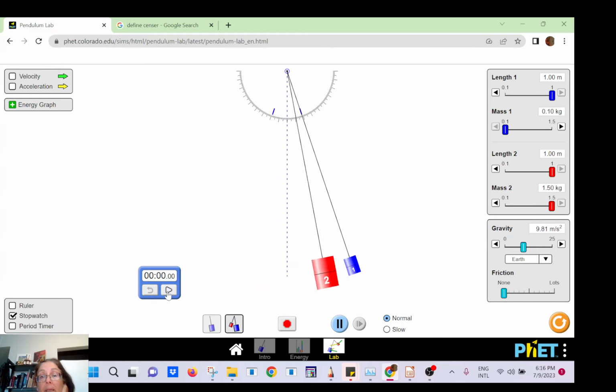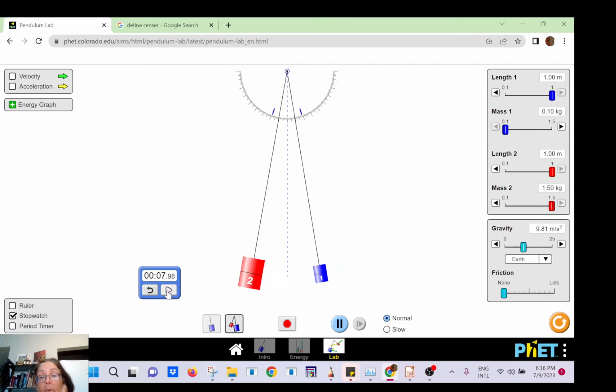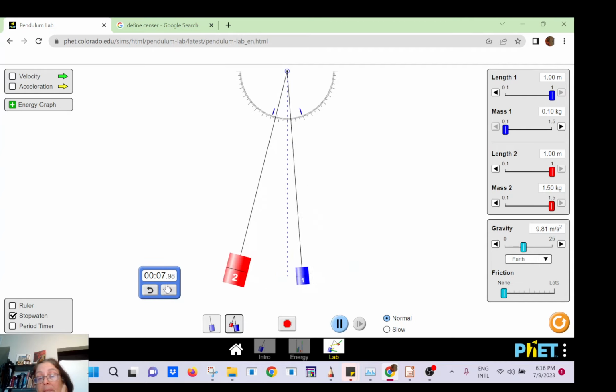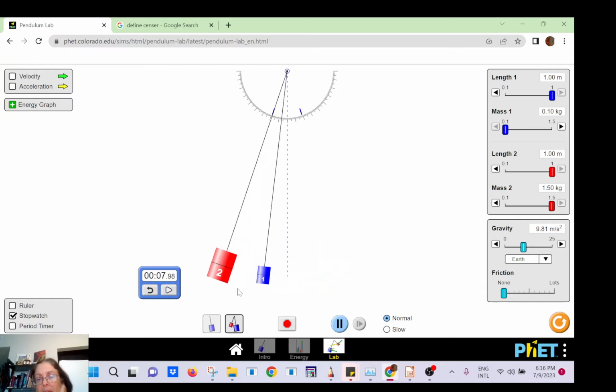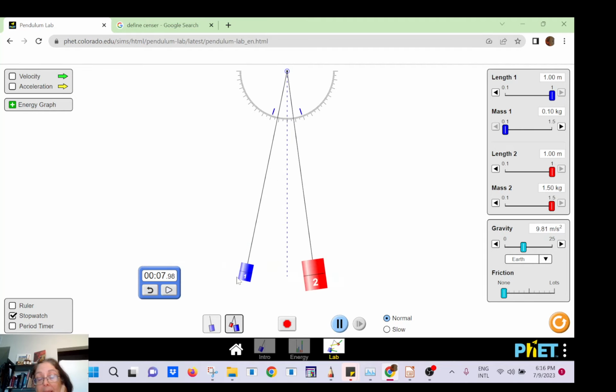So let's wait. 1, 2, 3, and 4. Boom. You see it's about the same period. Okay, the other one, I think it was 8 seconds. This one is almost 8 seconds. So the mass does not matter. You can do that several times to convince yourself. So the time it takes to go back and forth is called a period. It's measured in seconds, and the mass does not matter.